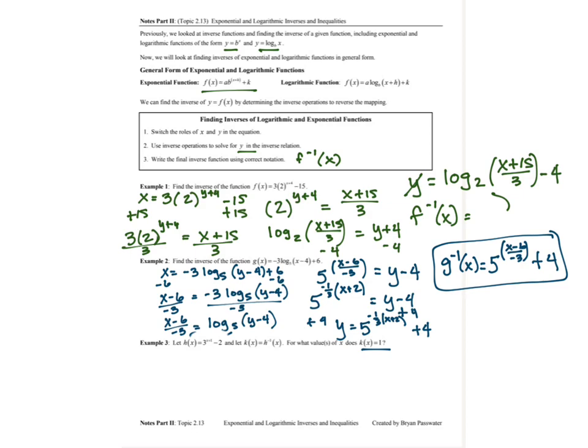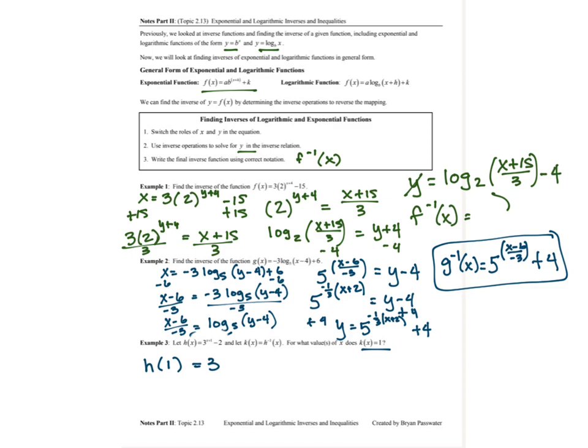Because if I know that h and k are inverses of one another, and they're telling me k of x output is 1, then what do I know? H of x input is 1. So why don't I not find the inverse? Why don't I just plug in 1 into h of x?